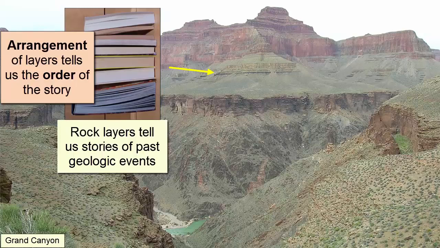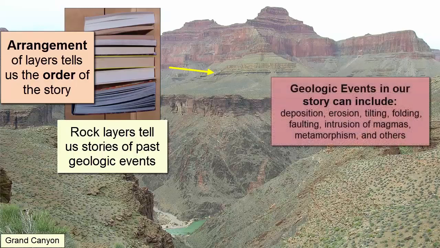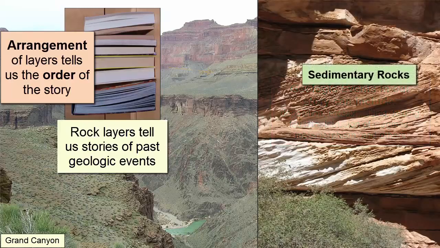A geologic event can be any natural occurrence involving geological materials, including deposition, erosion, tilting, folding, faulting, intrusion of magmas, metamorphism, and others. Sedimentary rocks represent events of deposition. A sandstone records an event of sand deposition, either on a shallow continental shelf, beach, or as sand dunes in the desert.